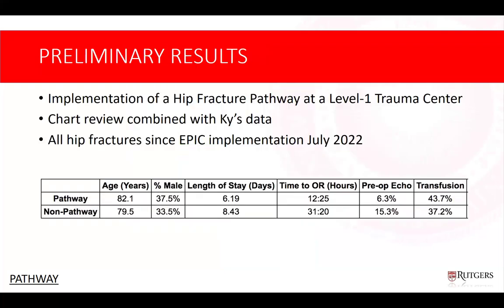We are doing a research project on this. These are some very preliminary results of that project. It was based on a chart review from Epic of all the patients who have had hip fractures treated surgically at Robert Wood Johnson University Hospital since Epic was implemented. We've been grouping them into pathway and non-pathway patients. We have not done any statistical analysis yet, but as you can see, the length of stay and the time to OR are much less for the pathway group, as well as the incidence of pre-op echoes. So we're looking forward to seeing what we can get from that data and go from there.